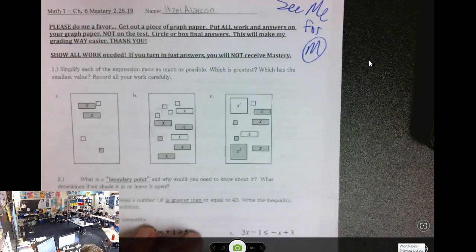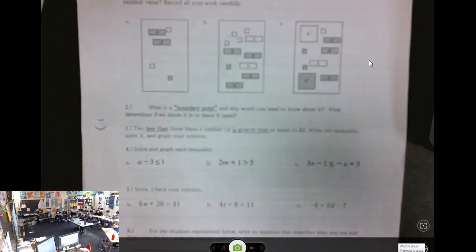So, as you all saw, it's all just needs to see me for mastery. If you have a see me for mastery, do that either today if you get a chance. I just grabbed your test so we can look at these problems.